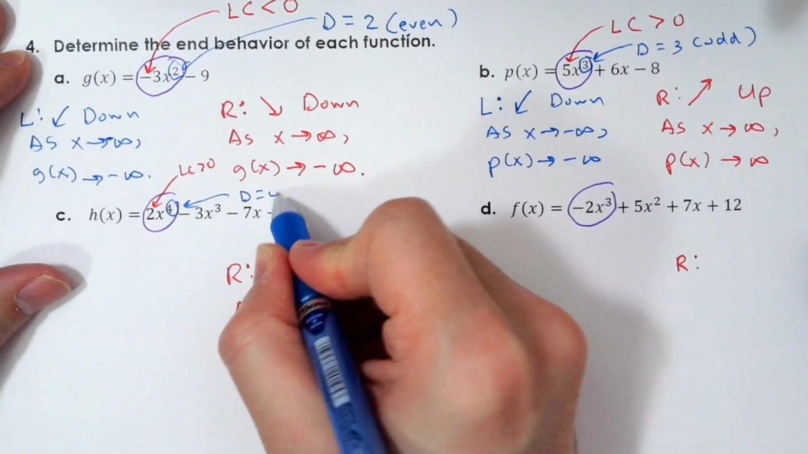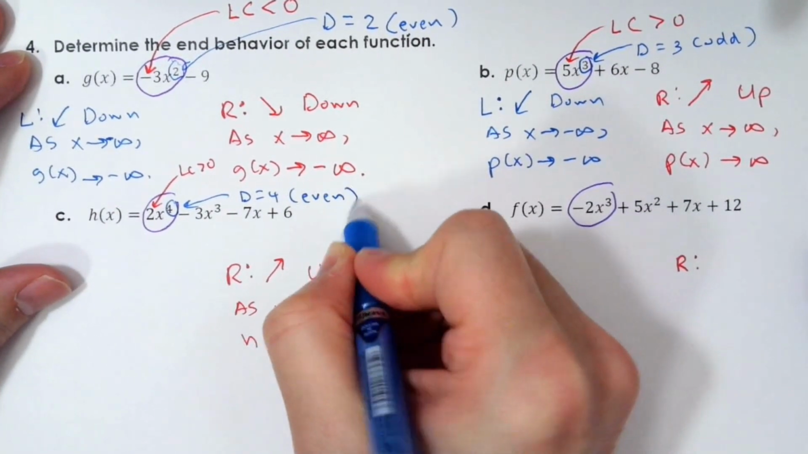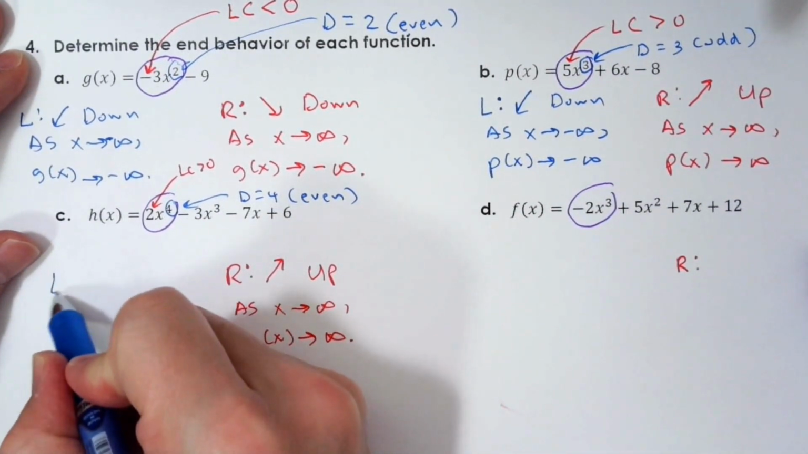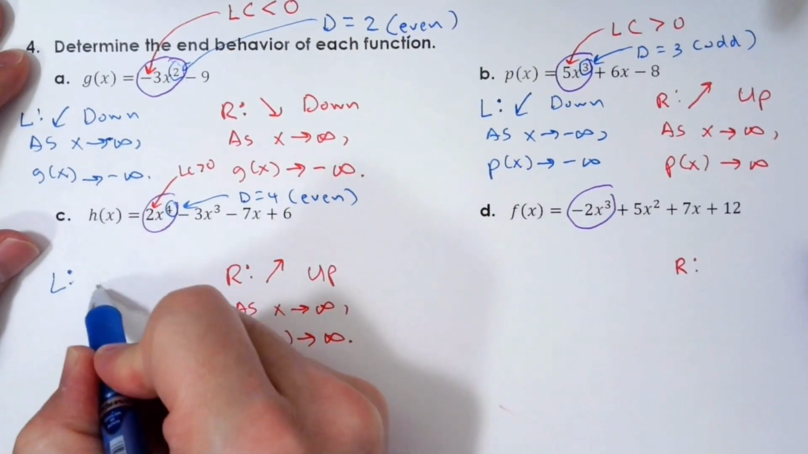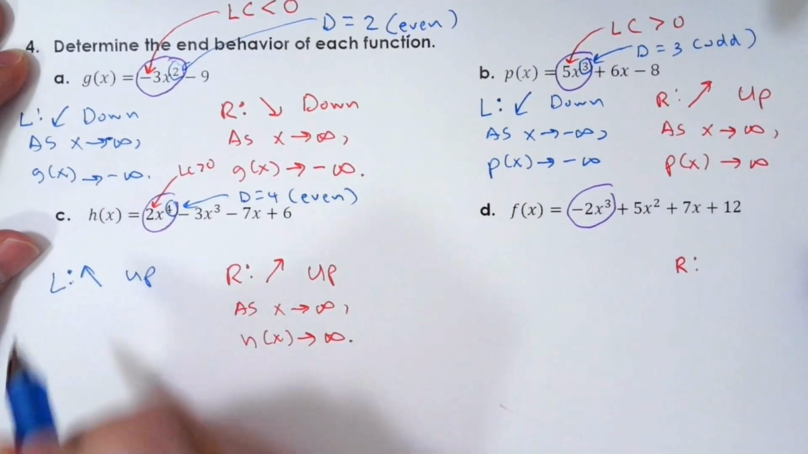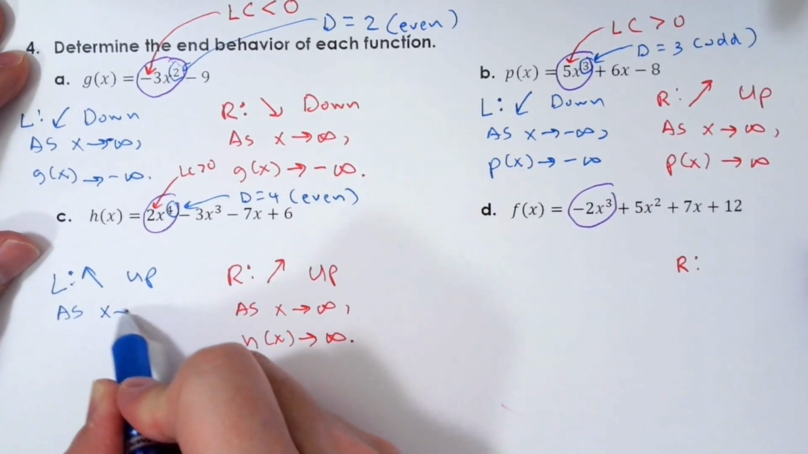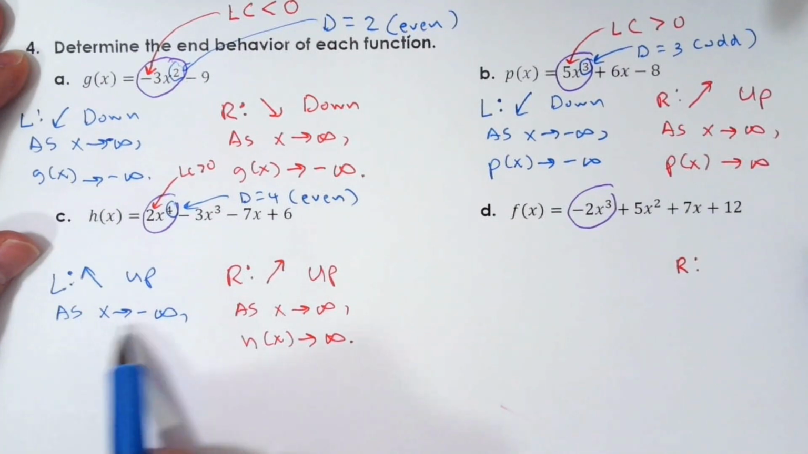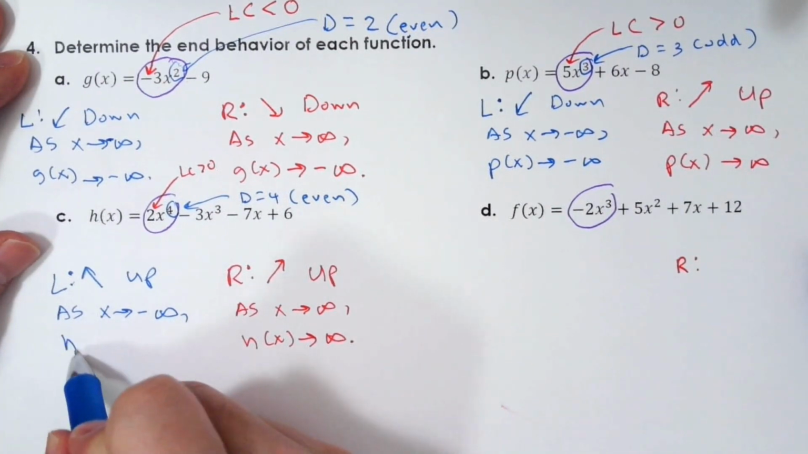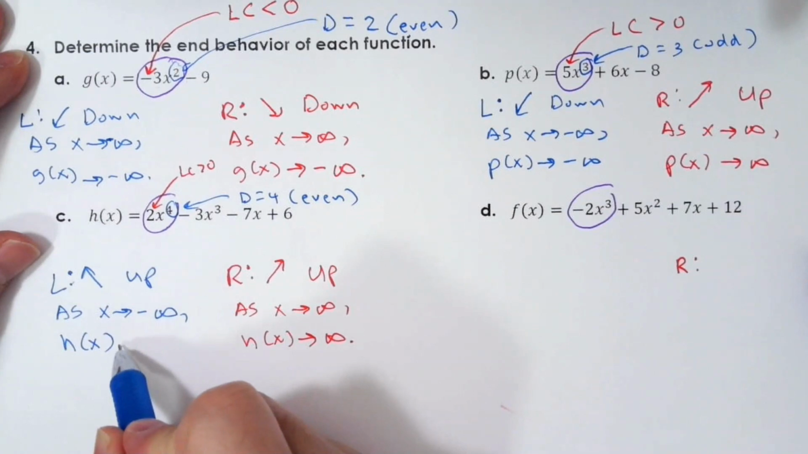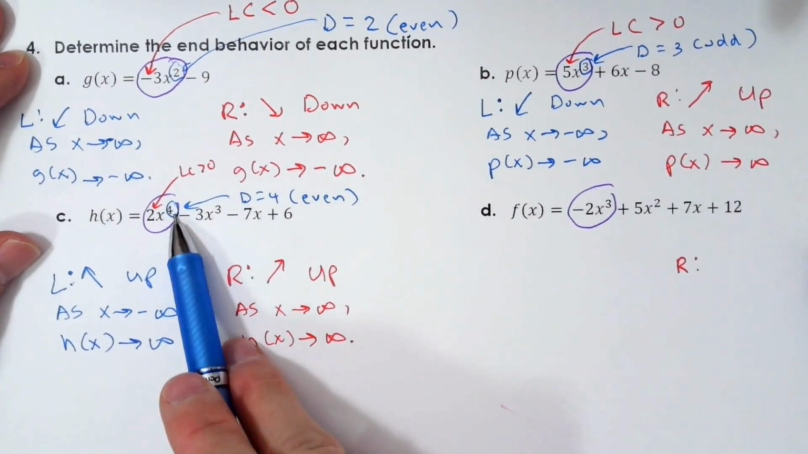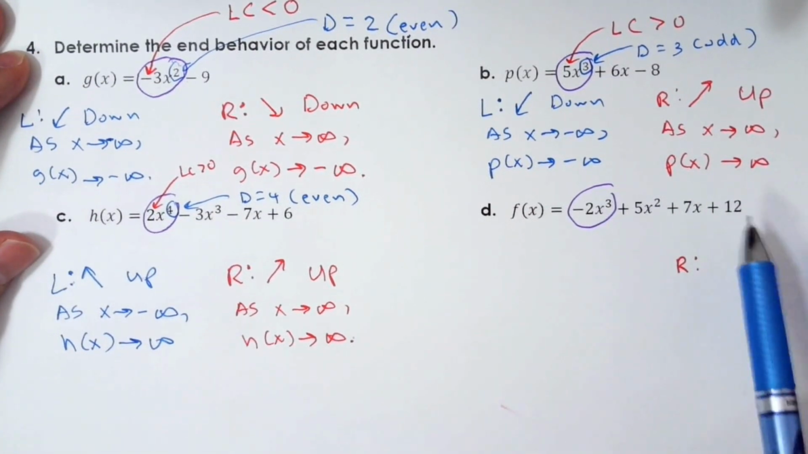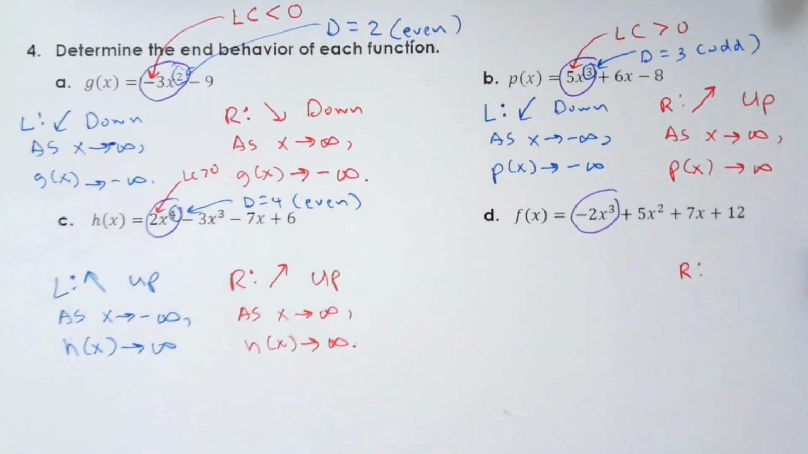The degree is 4, which is an even number. If the degree is even, the end behaviors are the same. So if the right end behavior was up, so too will the left end behavior. It'll be up. Or if your teacher prefers, as x goes to negative infinity, h of x goes to infinity. Degree is even, end behaviors are the same. Up, up. I think we've done enough of these. I don't think we really need to do D.